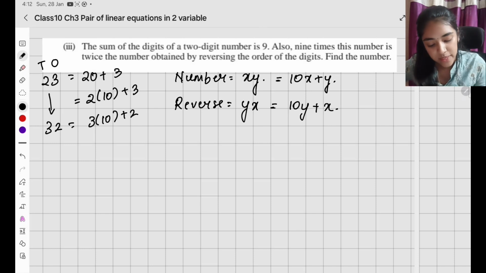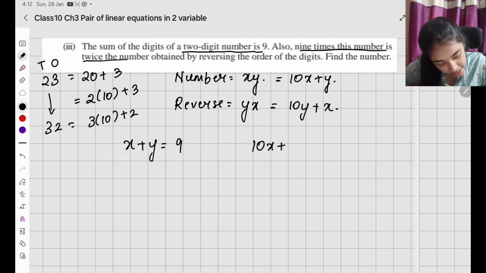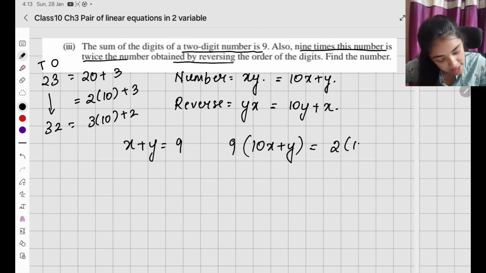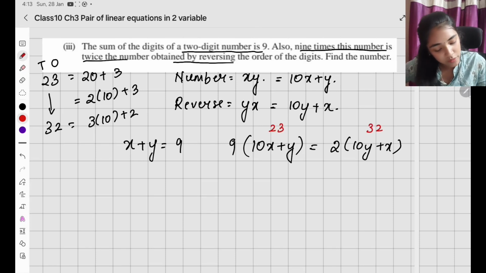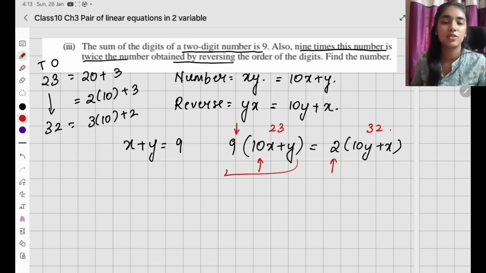Now what has been said? The sum of the digits of a 2-digit number is 9. So we have x plus y equals 9. This is one equation. Also, 9 times this number is twice the number obtained by reversing the order. So 9 times this number, so we have 10x plus y. For example, you have 23 here and you have 32 here. So 9 times the number is going to be twice the number after reversing. Did you understand how to write the equation? So this is how you write the equation.